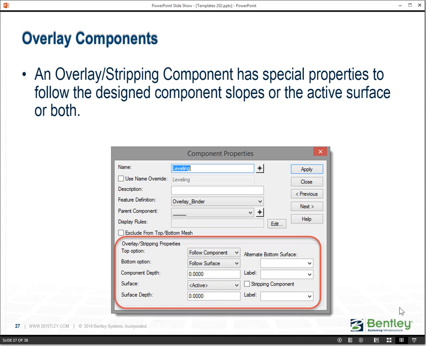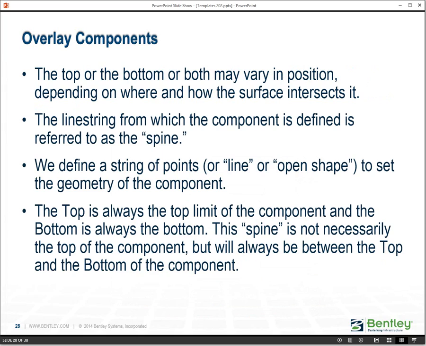Let's take a look here then, a couple more slides before we get into an actual demonstration. The top or the bottom or both may vary in position depending on where and how the surface intersects. The line string from which the component is defined is referred to as the spine. We define a string of points or line or open shape to set the geometry of the component. The top is always the top limit of the component and the bottom is always the bottom. This spine is not necessarily top, but will always be between the top and the bottom of the component depending on the properties that you set.